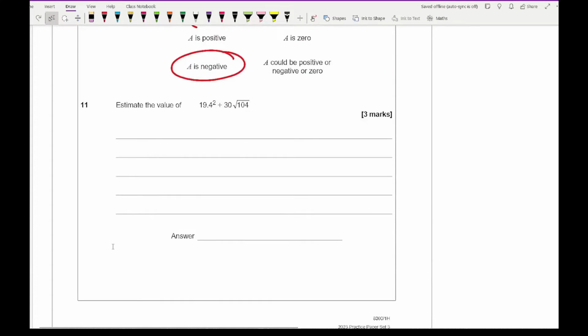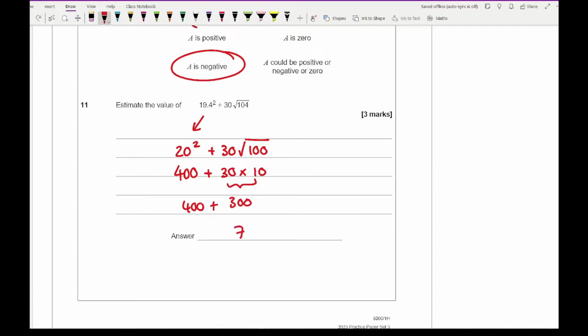Moving on to question 11, it says estimate the value of 19.4 squared plus 30 root 104. So for this, we want to round this to one significant figure, so that's going to be 20 squared, plus 30, and then this root, we want to round to the nearest square number, which is 100. So simplifying this, we get 400 plus 30 times 10. This becomes 300. So I've got 400 plus 300, which is 700.